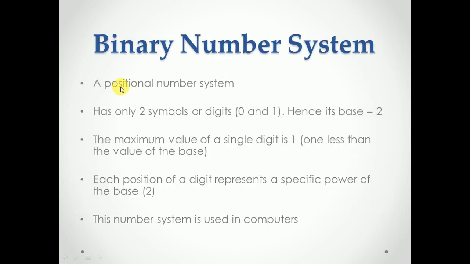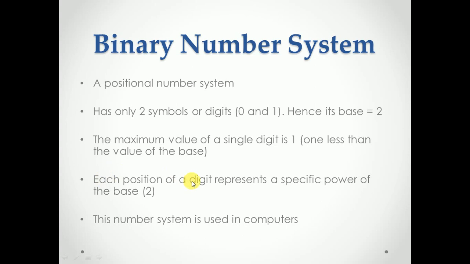Next is the binary number system. It is also a positional number system. It has only two digits. Bi means two. So it has only two symbols or digits, 0 and 1. Hence its base is 2. The maximum value of a single digit here is 1. In decimal it was 9, in binary it is 1, one less than the base.